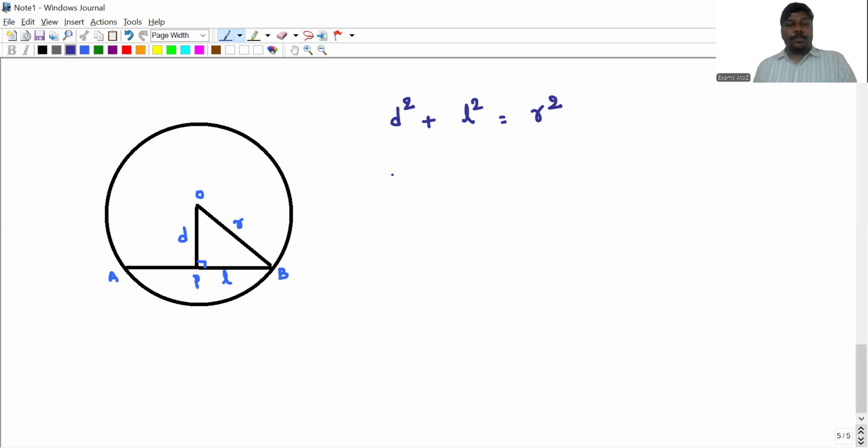Suppose if I give you the distance is 3, radius is 5, immediately half of the chord will be 4. Then what is the full length of the chord? Full length of the chord will be 8.